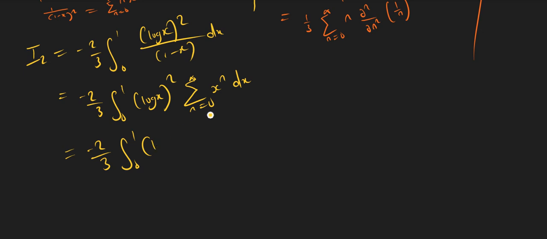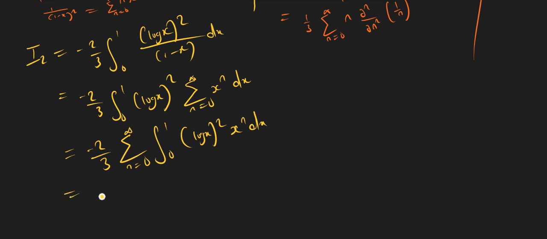Let's swap summation and integral. This is the sum as n runs from 0 to infinity of the integral from 0 to 1 of logarithm of x all squared, then multiplied by x to the n dx. So this will be negative 2/3 times the sum as n runs from 0 to infinity of partial squared partial n squared of the integral from 0 to 1 of x to the n dx.